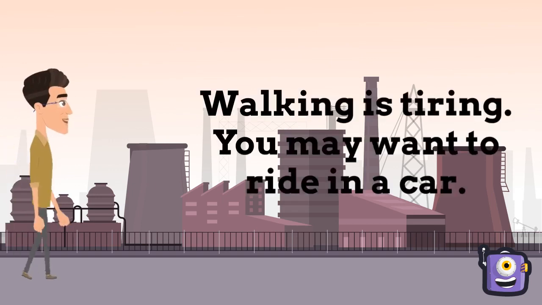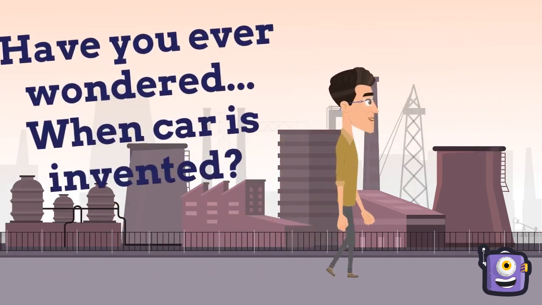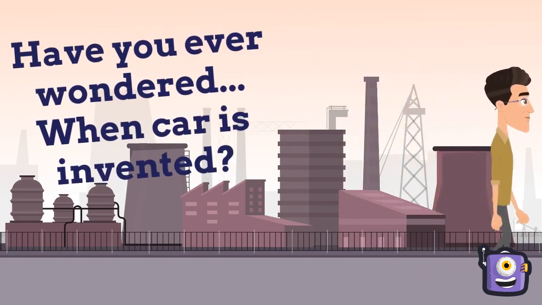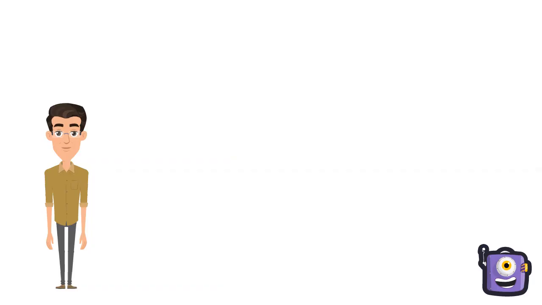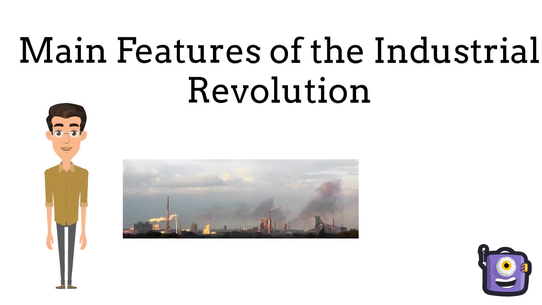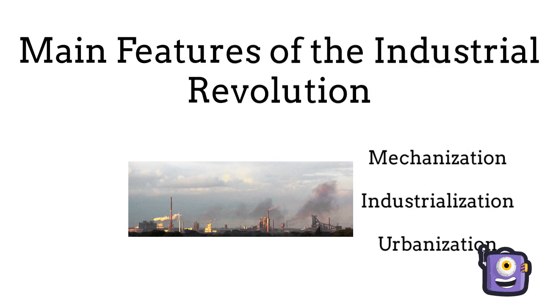Walking is tiring. Maybe you want to ride in a car. Have you ever wondered when the car was invented? Alright, I know you chose the correct video. Yes, this video is going to explain the Industrial Revolution. The main features of the Industrial Revolution include mechanization, industrialization, and urbanization.